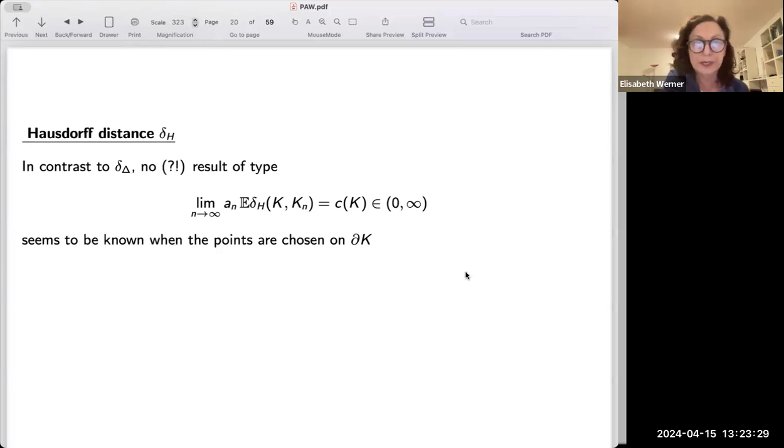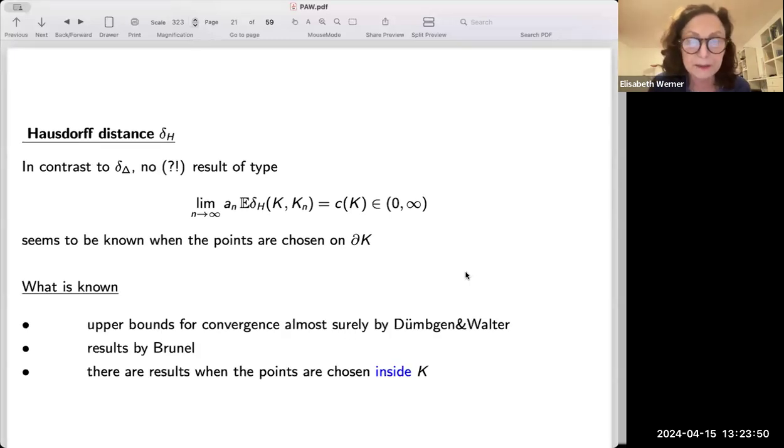That is, results of this type: the limit as n goes to infinity of the expected Hausdorff distance between K and Kn is equal to some C of K. When the points are chosen on the boundary, we couldn't find such exact asymptotic behavior results. What we did find are upper bounds for convergence almost surely by Dümken and Walter. There are some results by Brunel, but also not giving the exact asymptotic behavior. However, there are some results when the points are chosen inside K, and I want to mention those now.